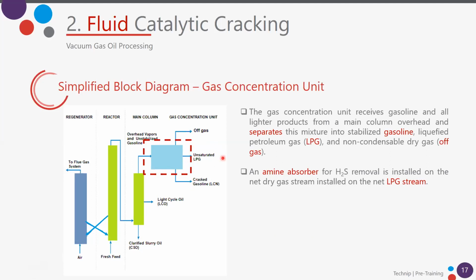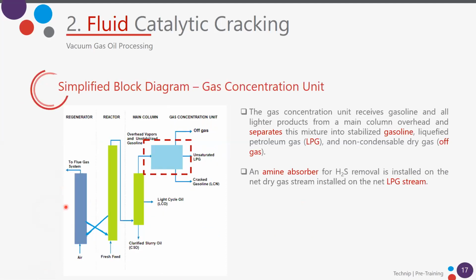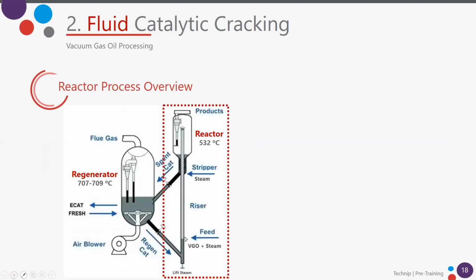This LPG will also go through a process to remove some of the sulfur compounds, and we'll also have absorption for the off gas to remove the H2S. So these are more or less the three sections that we will have in the unit. An overview. Now we will go through each unit, and of course we will begin with the reactor.